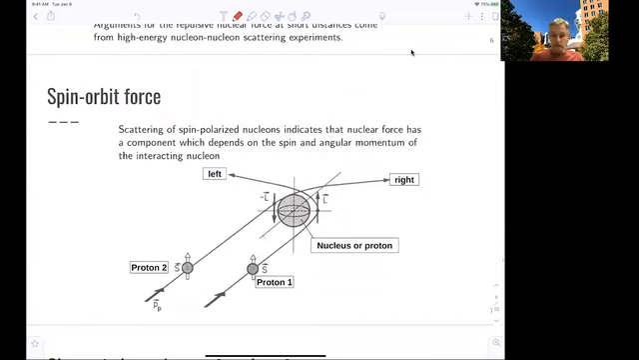On the spin orbit force, that's an area where we could go into much more detail, but for this introductory class we will not. The scattering of spin polarized nucleons or other spin particles allows us to understand that the nuclear force has a component which depends on the spin and the angular momentum of the interacting nuclei.